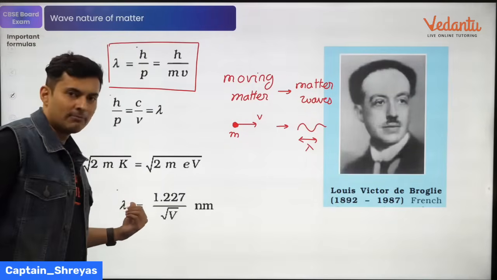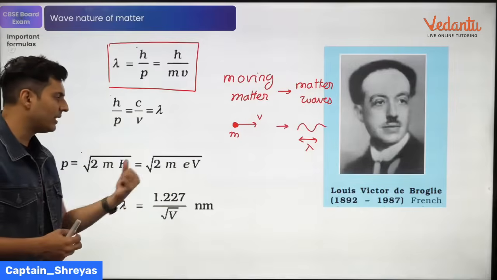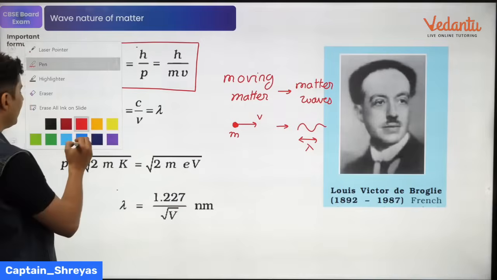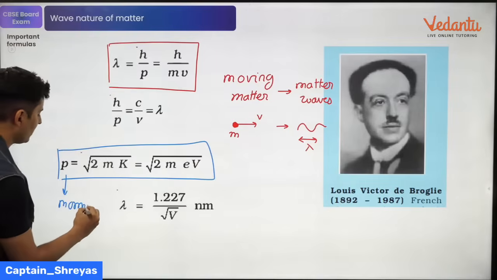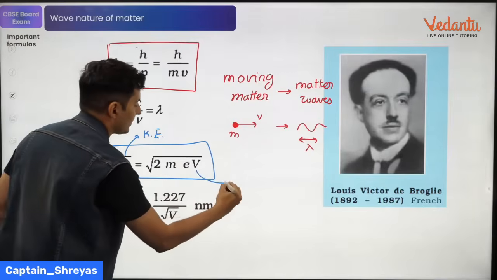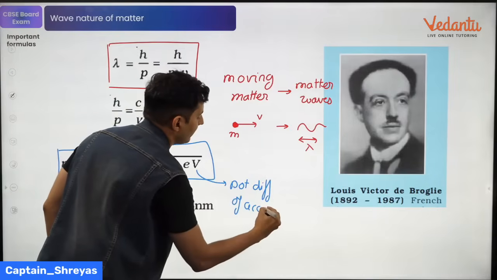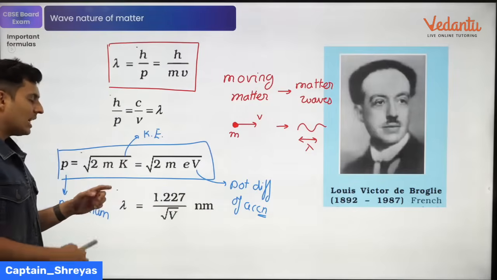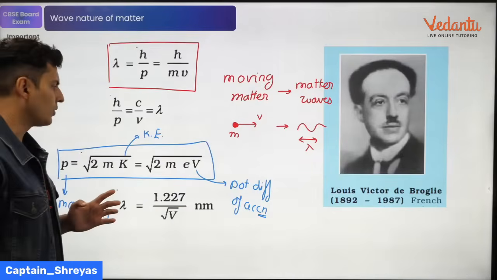Next, this momentum can also be found using this formula. Sometimes they give you that a charged particle is accelerated by a voltage difference and it gains some kinetic energy. In those cases, use this formula. Very, very useful. This is your momentum. This is your kinetic energy. This is the potential difference of the acceleration of the charges. So if you take a charge and accelerate it by a voltage, it will acquire some kinetic energy as well as some momentum. You can directly use these formulas for those kinds of questions.